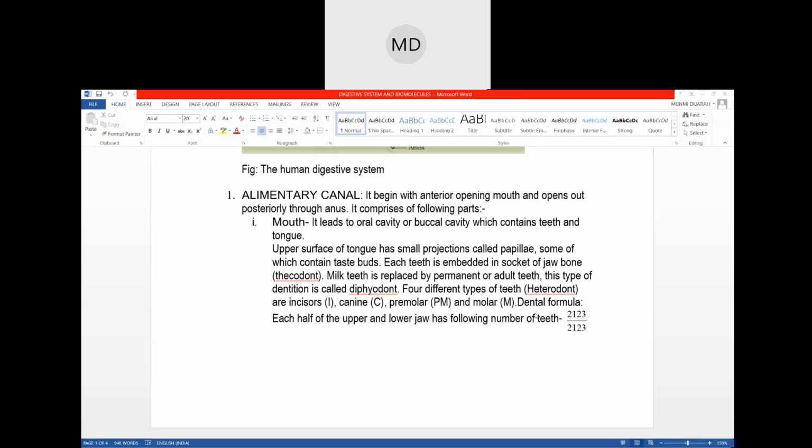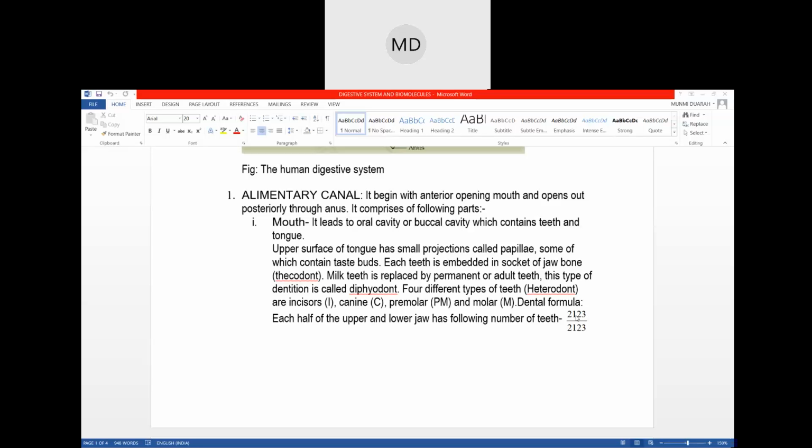So the right side also will be there, like that. Okay, and the lower jaw is the same way. The 4 front teeth are the incisors, then at the side those are canines, then at the side the 2 2 are there, there are 4, those are premolars, and at the end those are the molars.